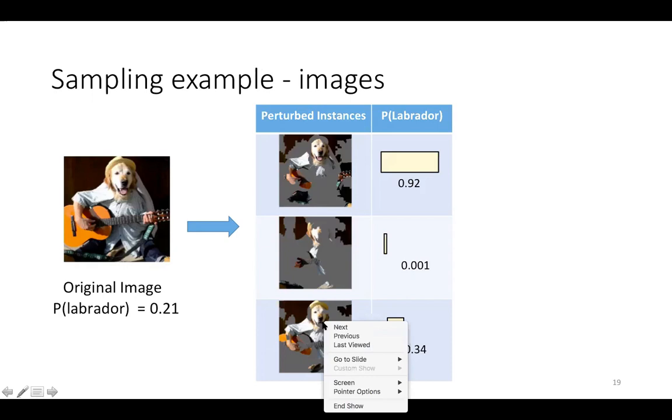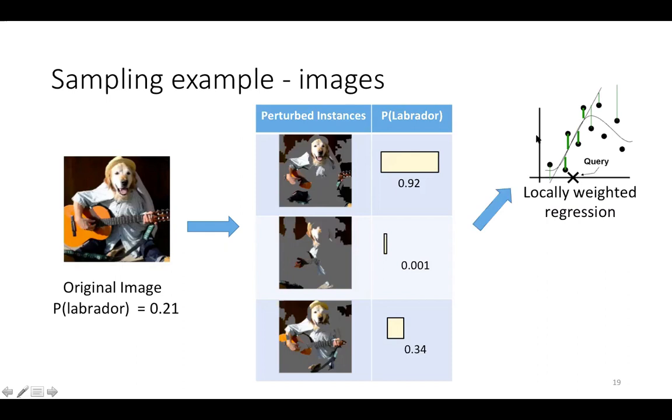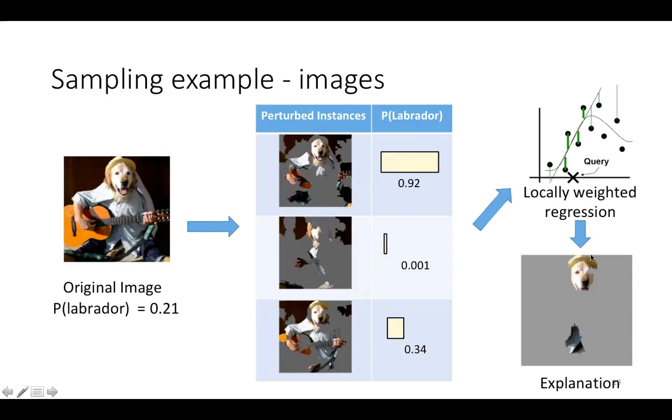So now, say if you take an exemplar for a particular case, say this is the query point. Around this query point, you learn a locally weighted regression, and sensitive to your query point and the local regression that you have learned, you give an explanation like this, and call it, say, Labrador in this case. Okay. So basically, you have a P Labrador of 0.92 in this case, and therefore your regression actually tells that it is a Labrador, and this is the explanation.